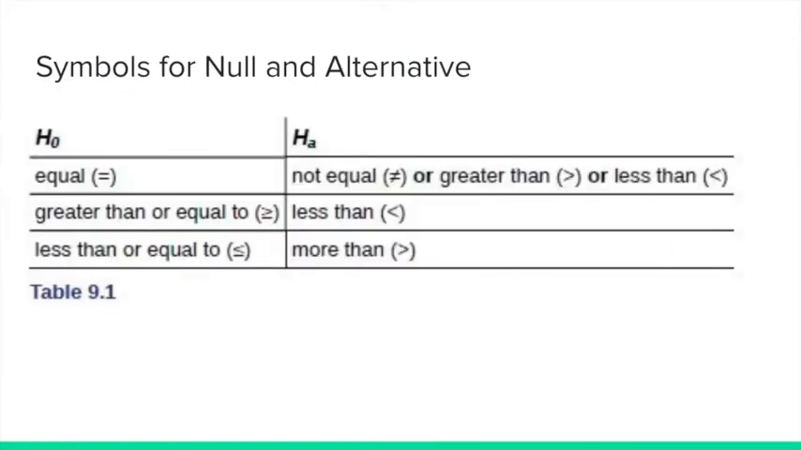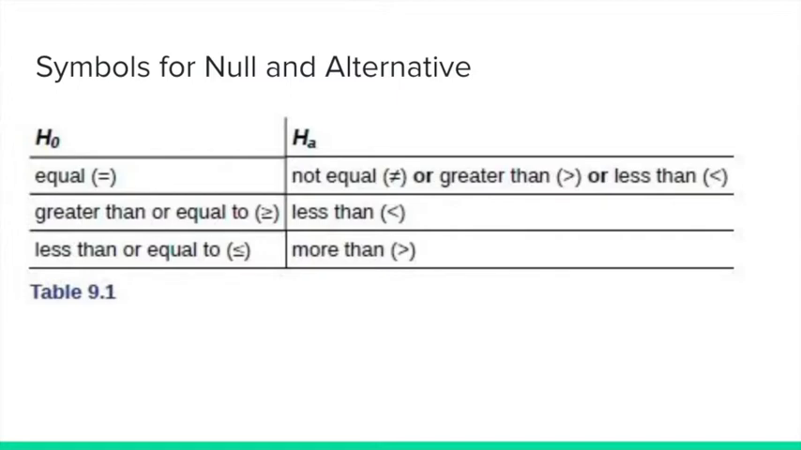So again, the null hypothesis, which is the H0, H sub 0, is always going to contain some kind of equality. Okay, it might just be an equal sign, plain and simple, or it might be greater than or equal to, or it could be less than or equal to. Whereas with the alternative hypothesis, we're never going to have equality. So it'll either be not equal to, or it'll be greater than, or it'll be less than.